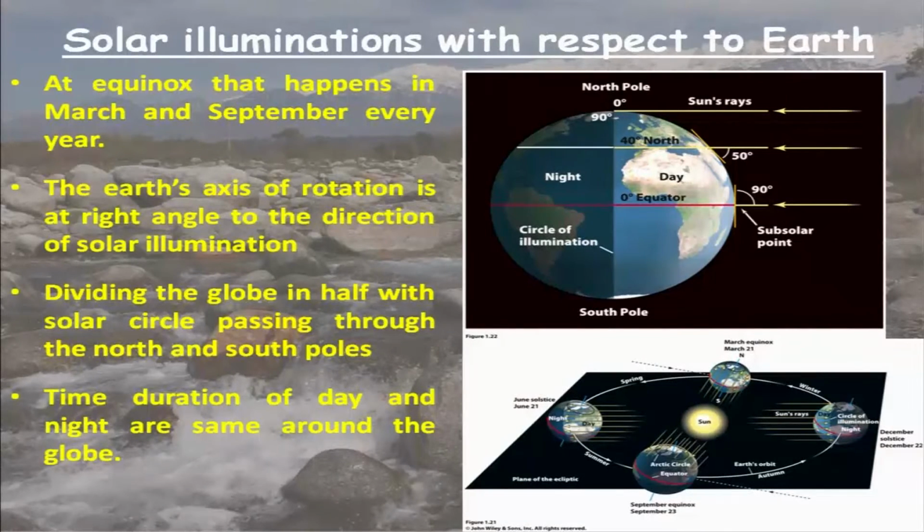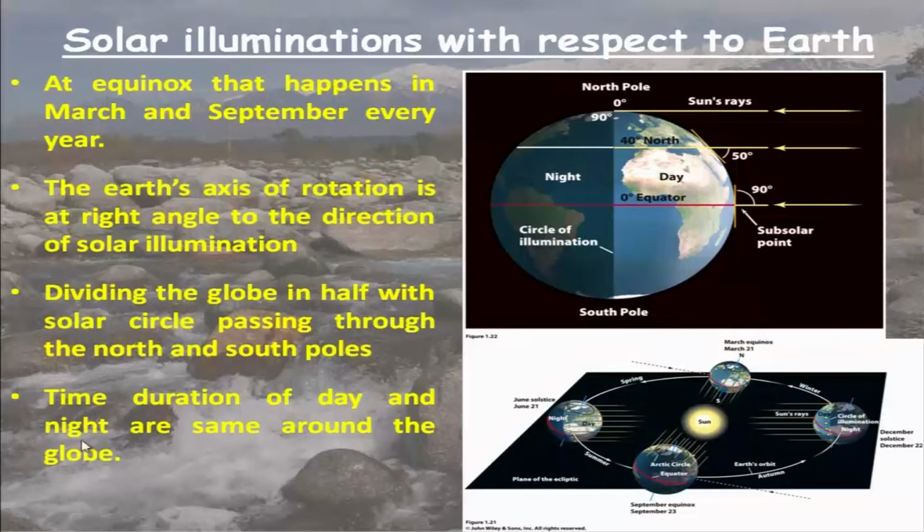We also learn in day-to-day life and the seasons that today's day was longer or the night was longer, and the days are becoming shorter and the nights are becoming longer. But during the equinox, the whole globe is divided in half based on the solar illumination received by the earth. This division is through the solar circle, through the north and south poles, and the duration of day and night is exactly the same.